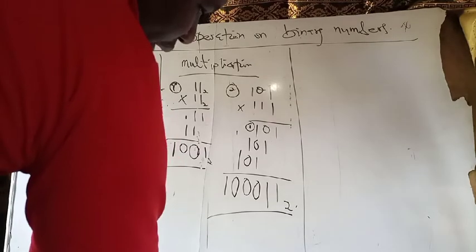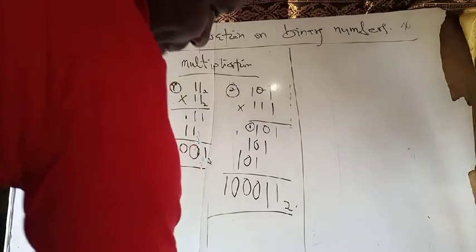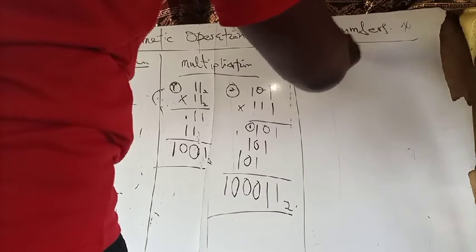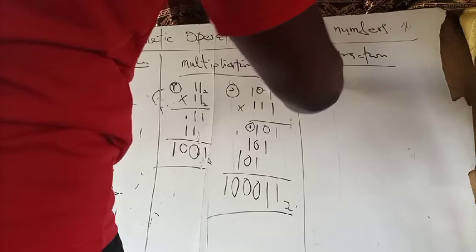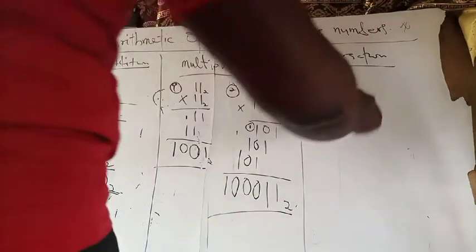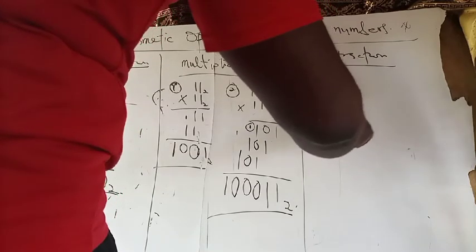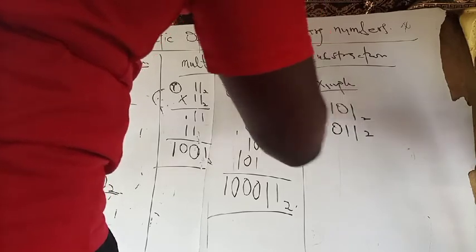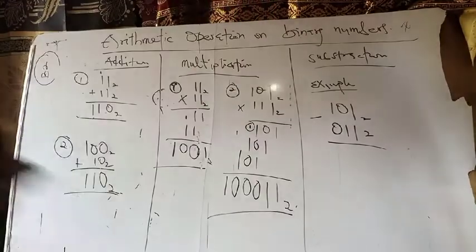So let us quickly look at the third aspect, which is the subtraction. Let us just take a quick example. Just one of them. It's very, very easy. 101 minus 011, all in base 2. Let us do this sharply.